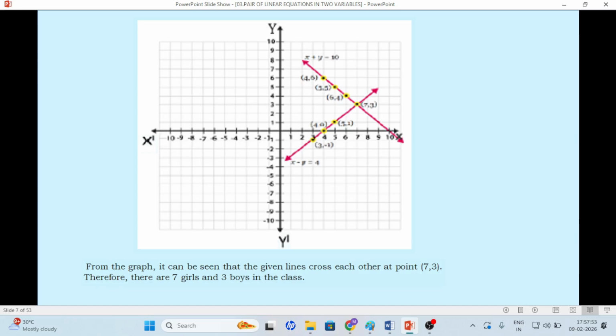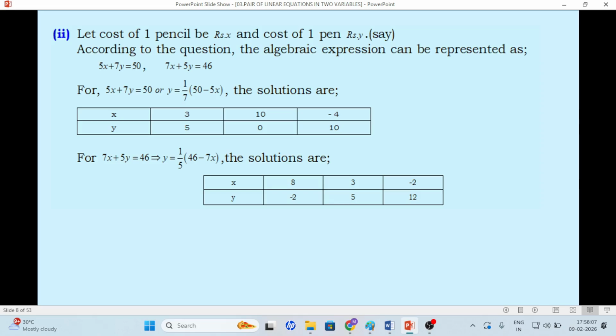See this. This is one equation. This is another equation. Both the equations are intersecting at (7, 3). Therefore, 7 girls and 3 boys are there in the class. This is the conclusion from this graph.